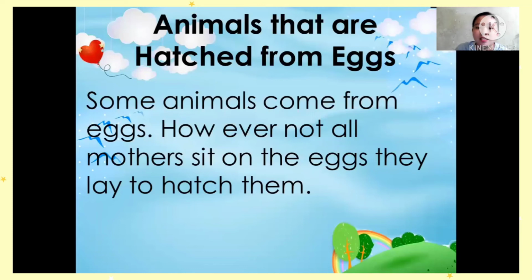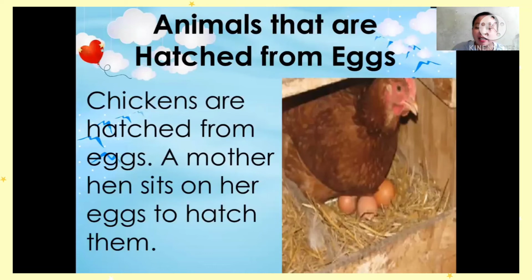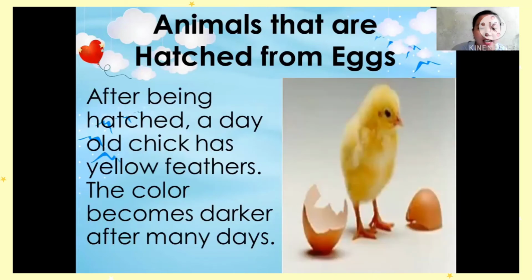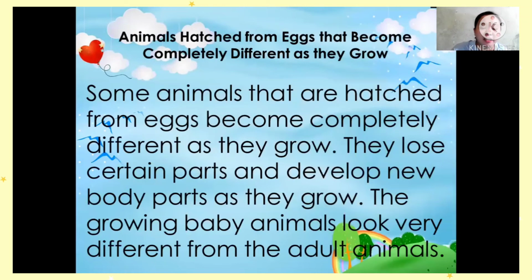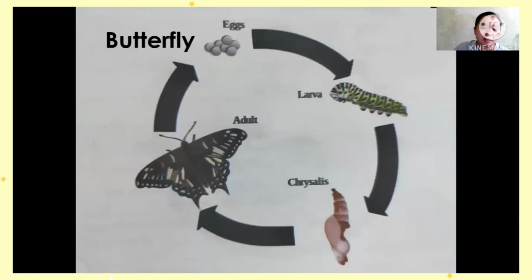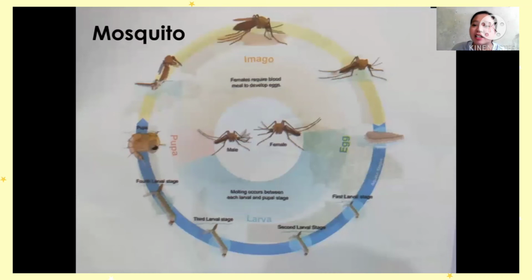And some animals come from eggs. However, not all mothers sit on the eggs they lay to hatch them. So the chickens lay eggs, okay? They protect their eggs until they hatch. But some animals that hatch from eggs become completely different, okay? As they grow, they lose certain parts and develop new ones, like the butterfly, the flies, and mosquitoes.